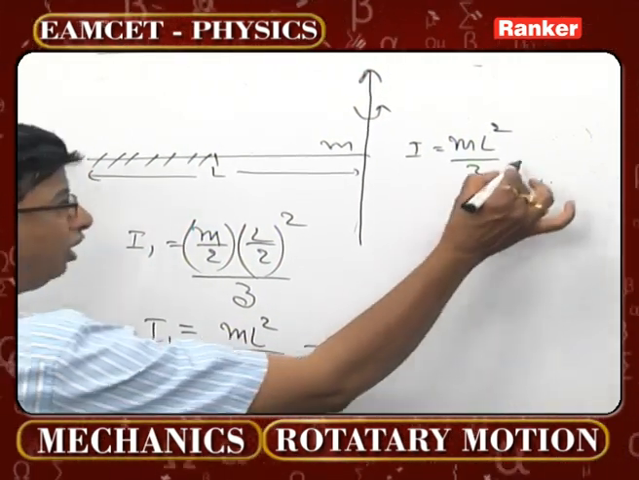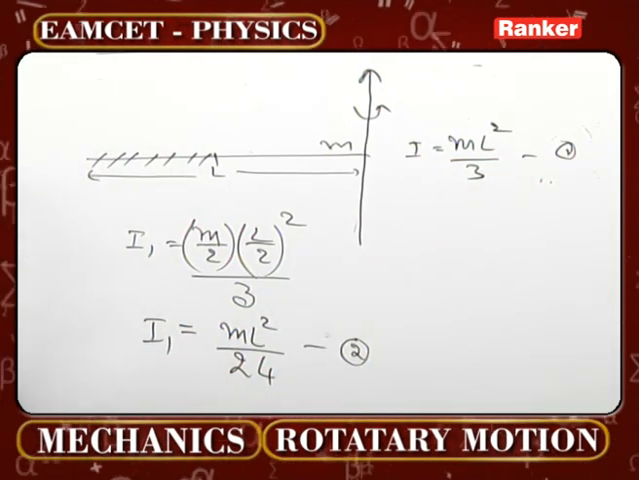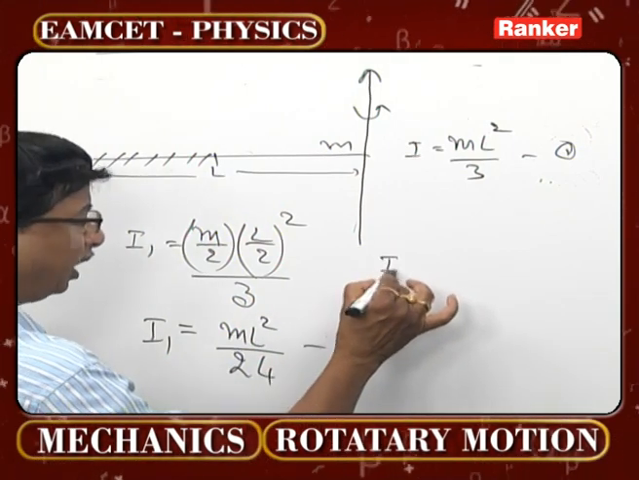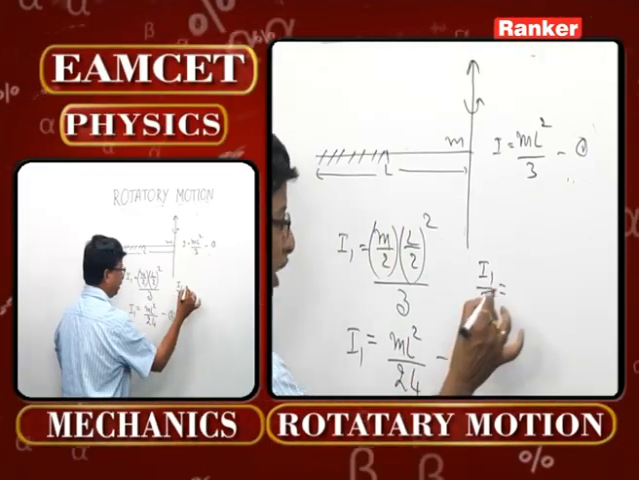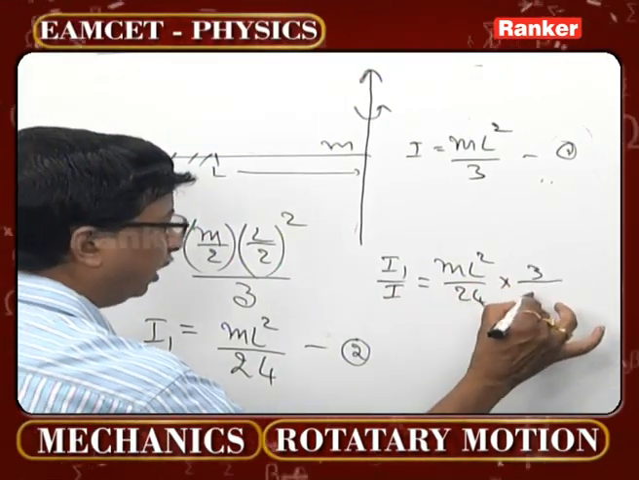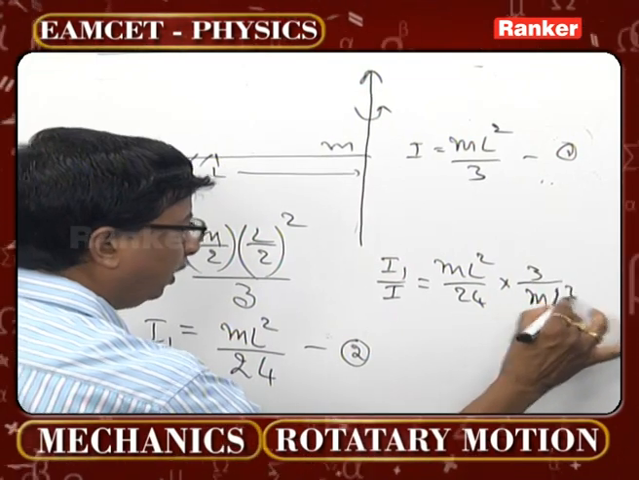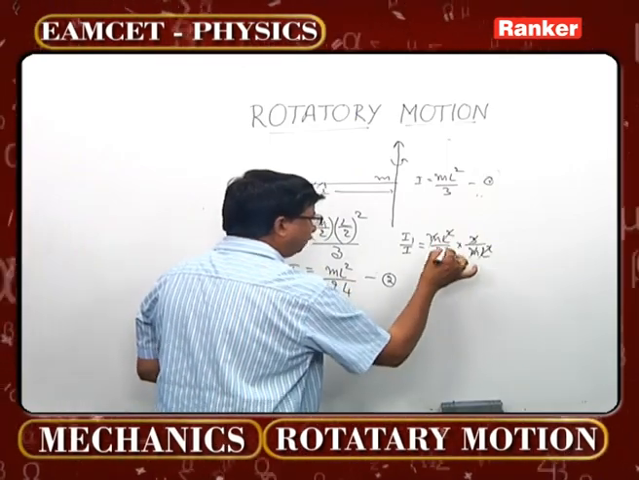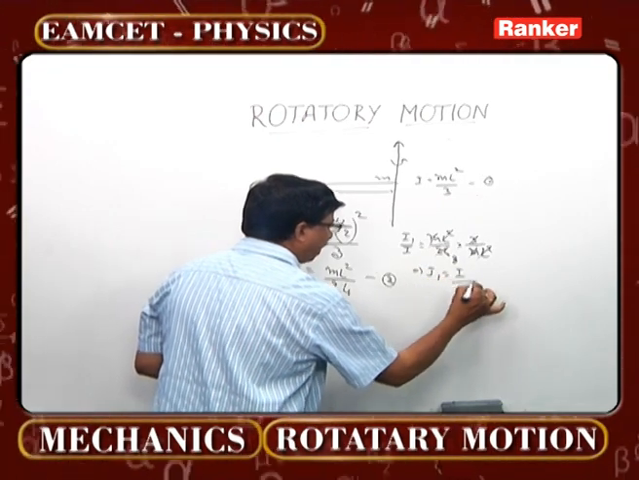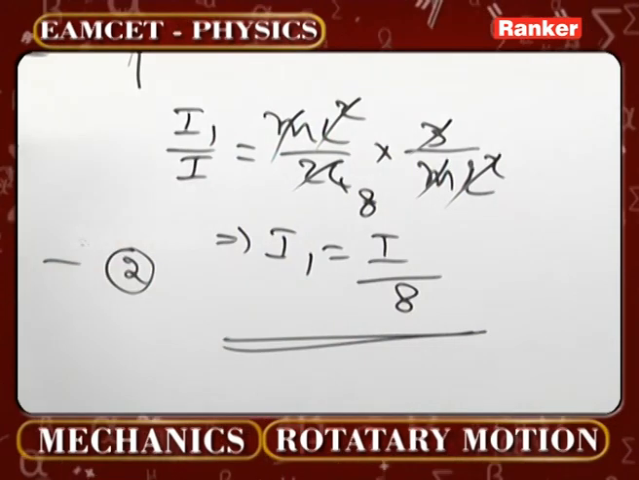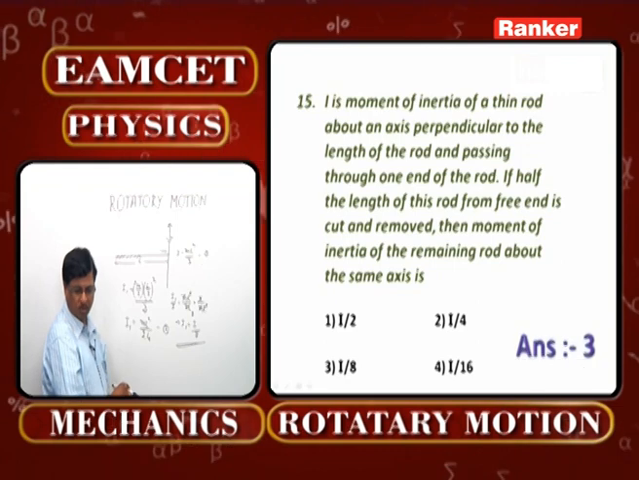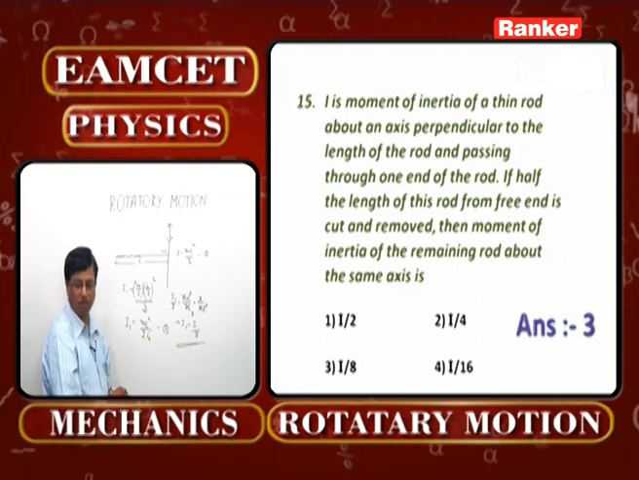This is the second one and this one is the first one. Now what is the question over there? In what way these two are related is the question. I can now write I1 by I, which is mL square by 24 into 3 by mL square. mL square gets cancelled, and this cancels 8 times. So what will I1 be now? It must be I by 8. So what is the corresponding option you see? It should now be the third option once again, I by 8. That is the corresponding number there.